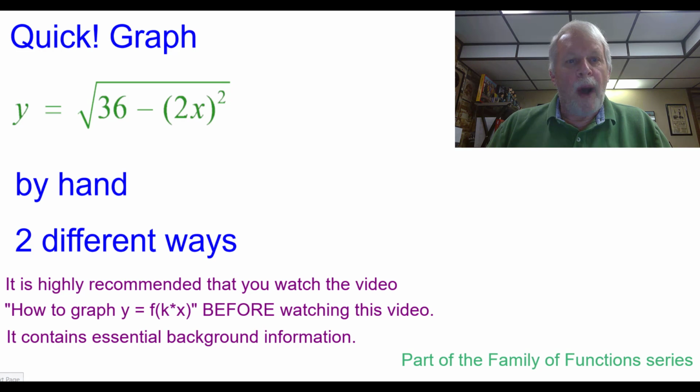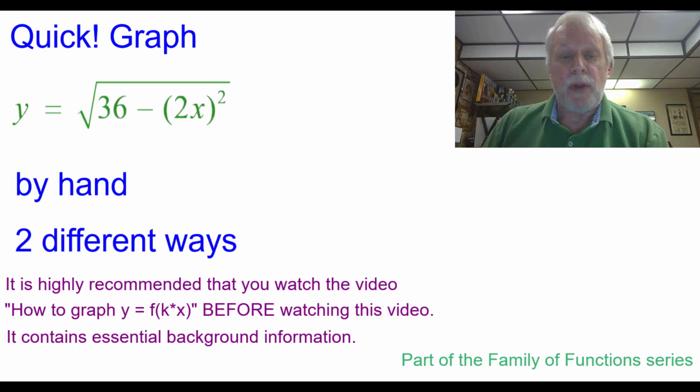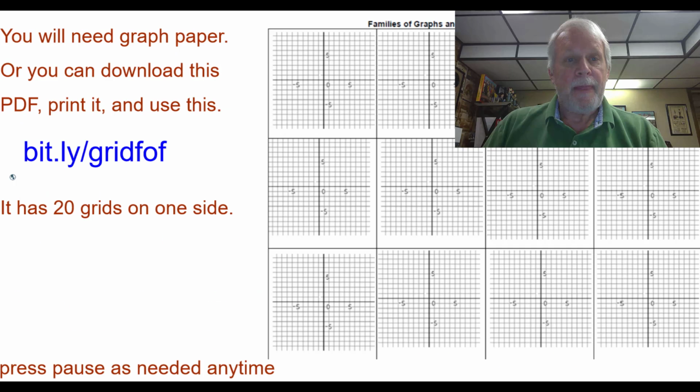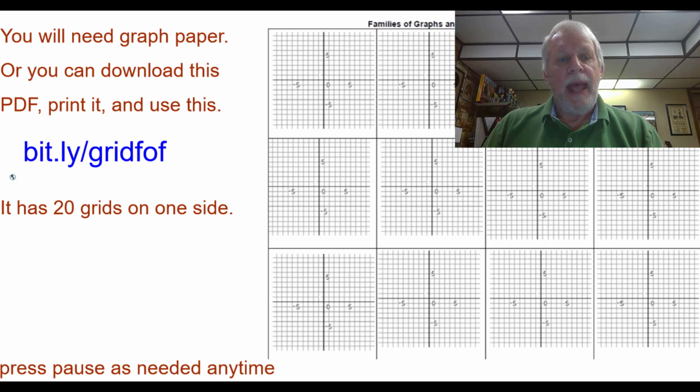Quick, graph y equals the square root of the quantity 36 minus the quantity of 2x squared by hand, 2 different ways. It is highly recommended that you watch the video how to graph y equals f of the quantity k times x before watching this video. You will need graph paper or download this PDF and print it, and press pause as needed anytime during the video.